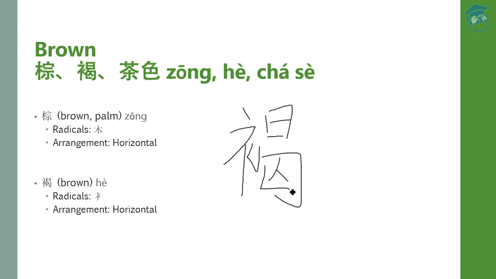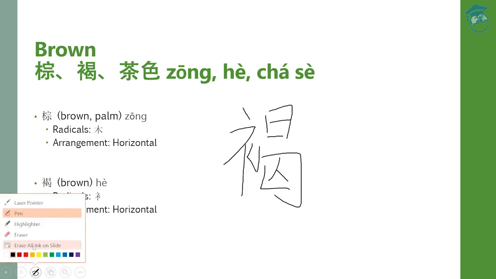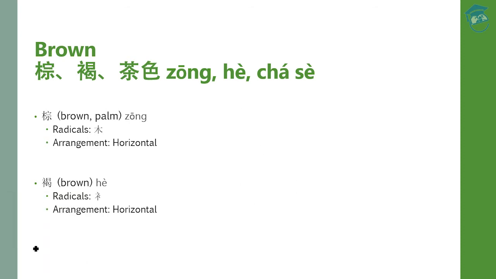You should be very familiar with this word because you have learned that he cha, it has similar structure, but the radical is different. Okay, one is related to mouth, so that's why you have the radical of mouth, but for this word, it is a different radical. Okay, so now you have learned how to say brown.